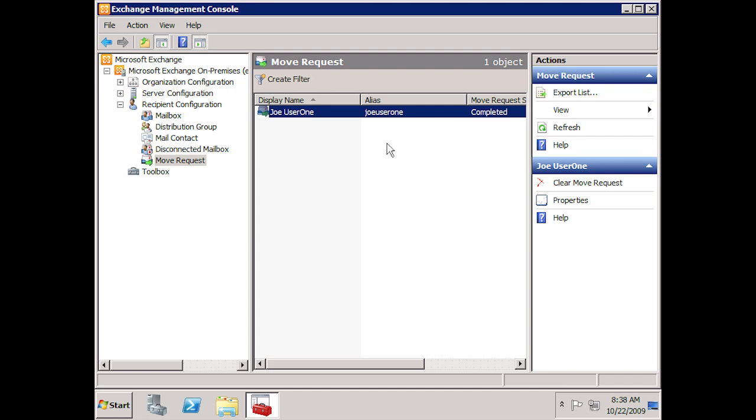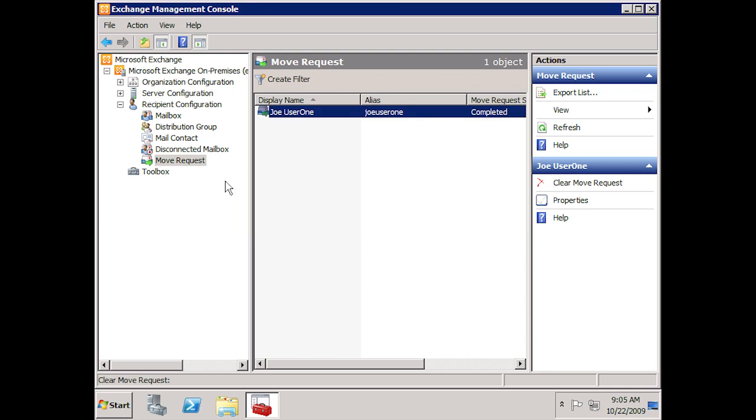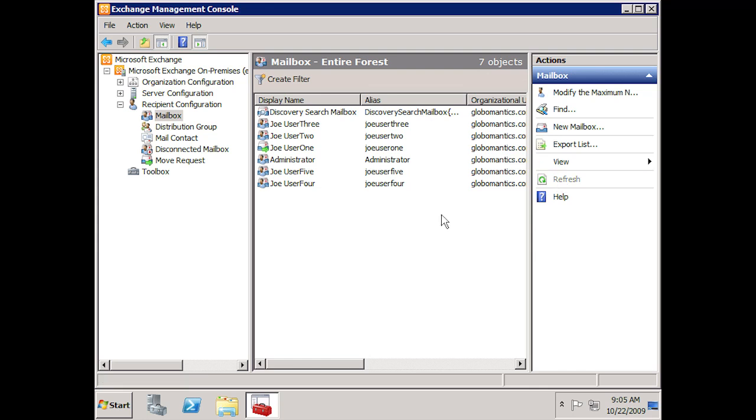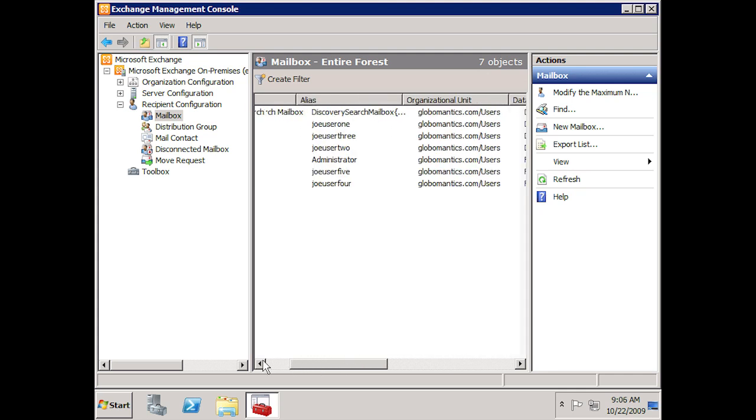Now, you don't have to do anything at this point, but if you don't remove the move request, then you won't be able to move this mailbox again in the event you wanted to. So we'll just right-click it and click Clear Move Request. It asks if we're sure. We say yes. And now if we go back over to Mailboxes and we refresh that, you can see that the mailbox changes back to a regular mailbox icon. And if we scroll over, you can see now that the mailbox has been moved into the Exchange 2010 database. So it's really as simple as that.